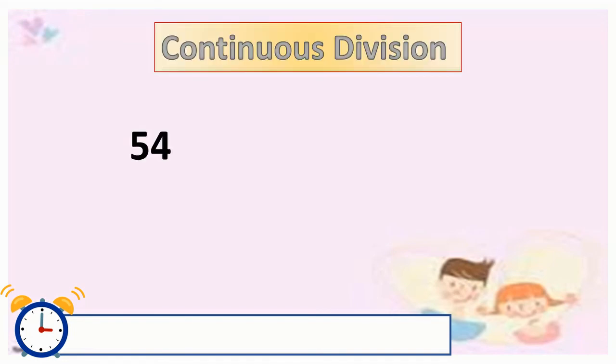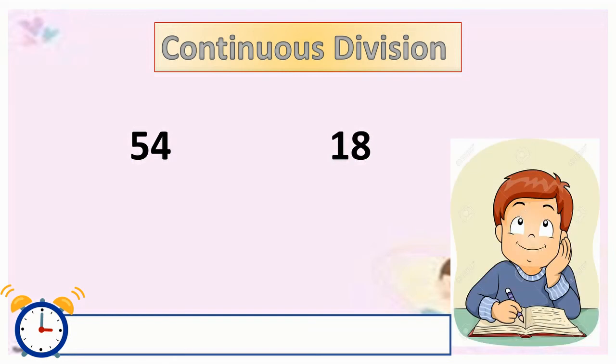And the last one, another exercise of continuous division is 54 and 18. Okay. Get ready, kids. Start finding the GCF. Okay, stop. So, what do you think is the GCF of 54 and 18? Tingnan natin kapag tama inyong sagot.